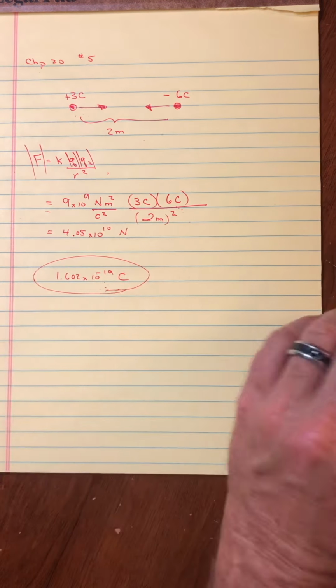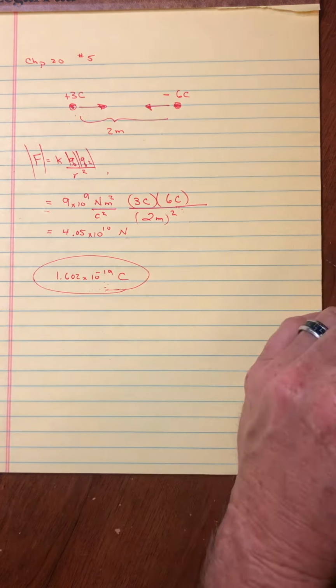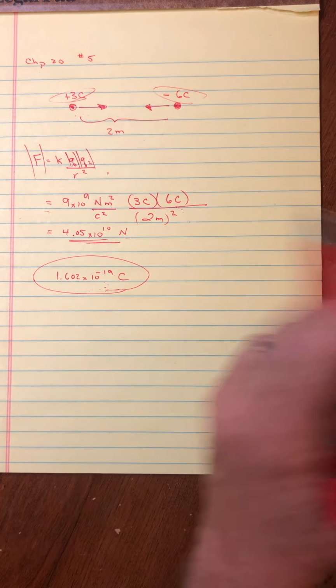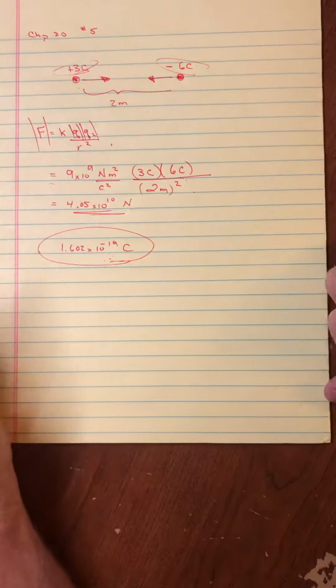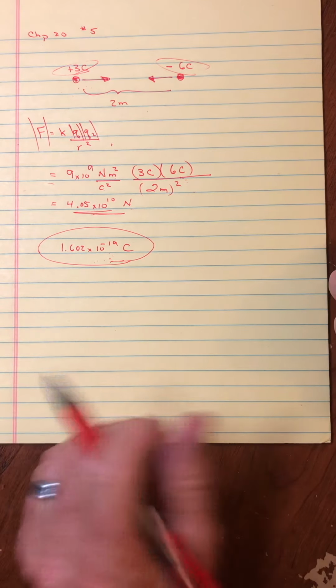So it doesn't surprise me that this comes out to be an unreasonable amount of force, because this is an unreasonable amount of charge. It's just too much. Things would get sucked together. You couldn't hold these things apart. You couldn't separate that much charge to begin with. All right. Hope that helps.